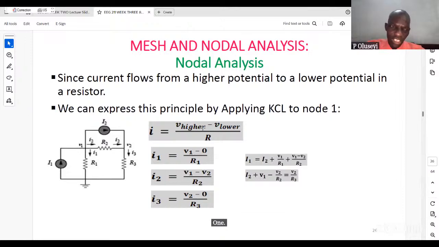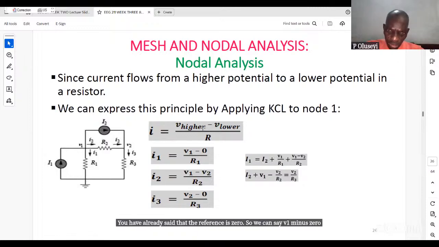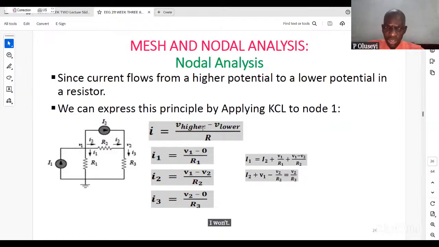Let's look at it. The voltage is V1. We have already said that the reference is 0. So we can say V1 minus 0 over R1. That's our I1. Look at I2 as well. Lowercase i2. We have V1 and V2 on both sides of the resistor. So the voltage on the V1 side will be higher than that on the V2 side. So we can say V1 minus V2 over R2.